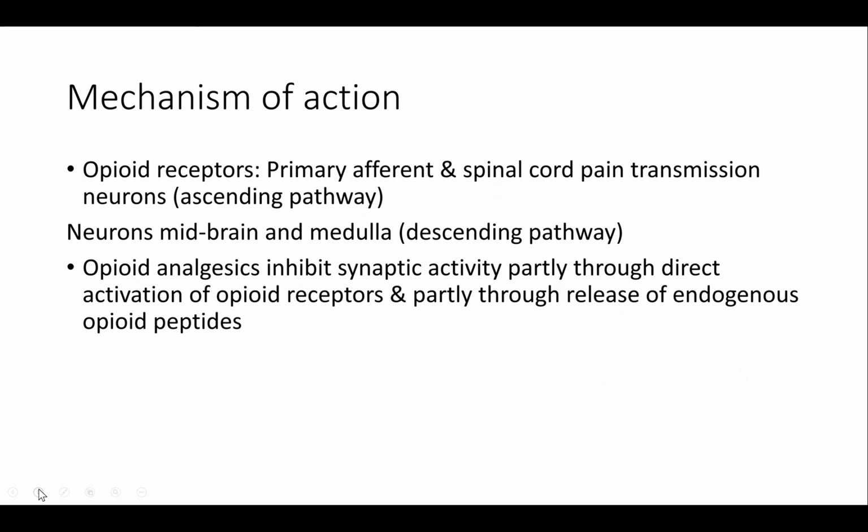So opioid receptors are found in the central nervous system. So in the ascending or descending pathway, so that is in the spinal cord and the brain. So opioids work by inhibiting activity, partly through direct activation of the receptors and through release of endogenous opioids that exist within our bodies. So this is why some of the side effects are associated to the brain because the opioid receptors are found in the midbrain. Next.